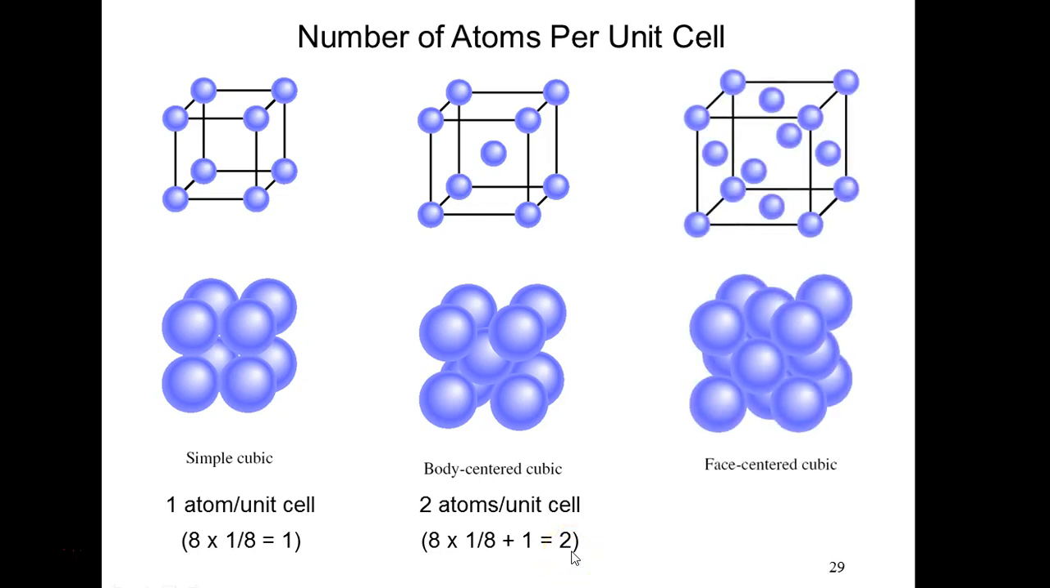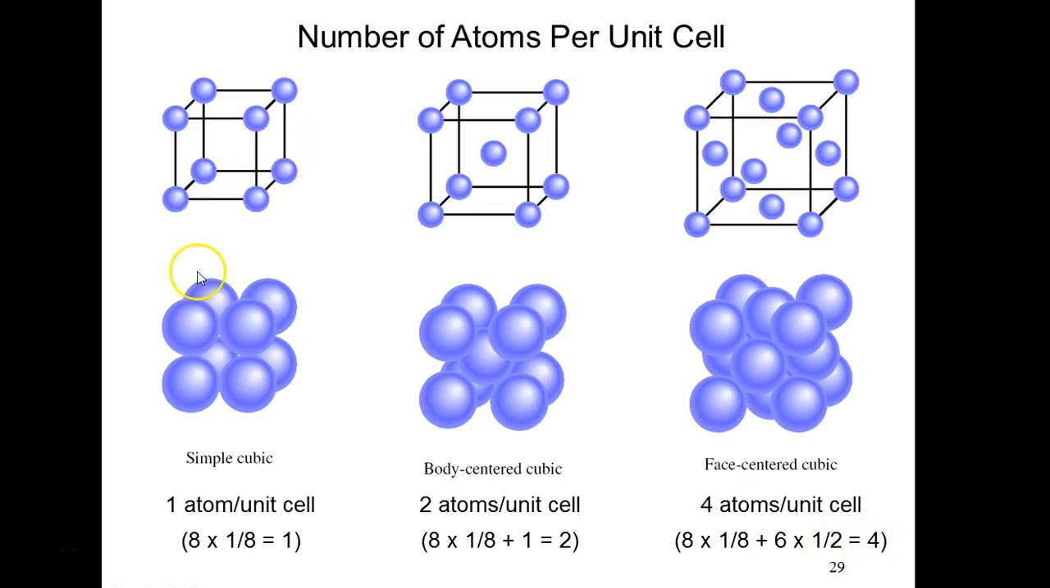And as you get to face-centered cubic cells, this is the closest packing. You can have up to 4 atoms per unit cell. You have 8 atoms. You can see 1, 2, 3, 4 at the corners, contributing 1 atom. And you have 6, you can see at each face, contributing a half sphere each, giving you a total of 4 atoms per unit cell.